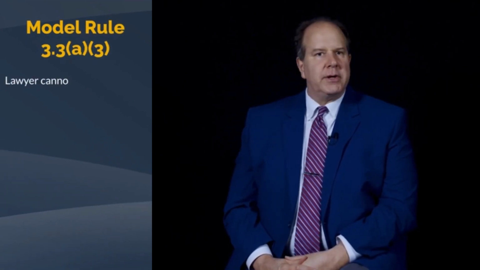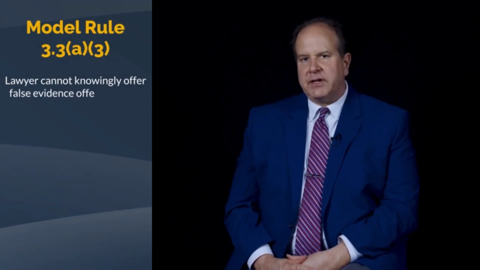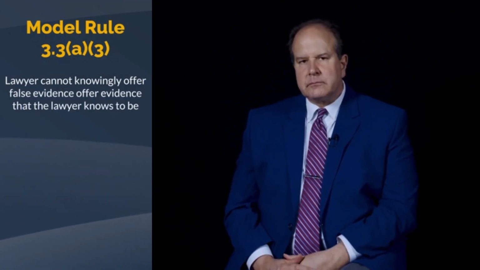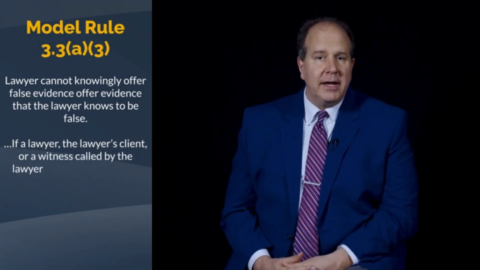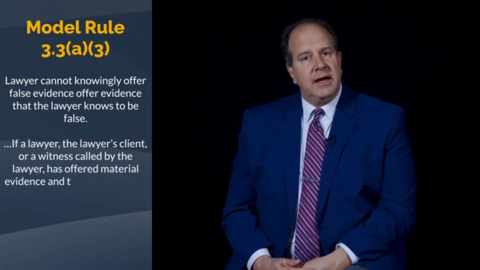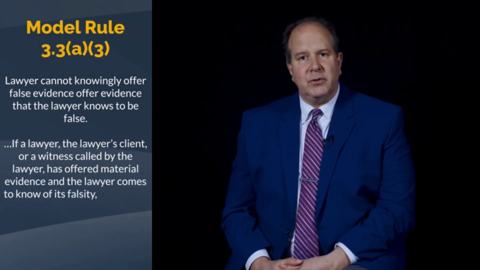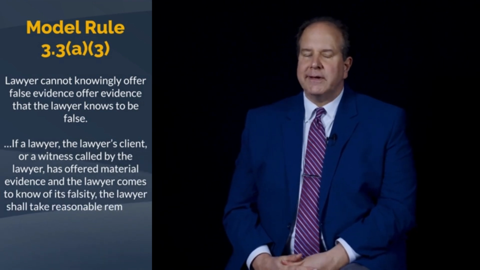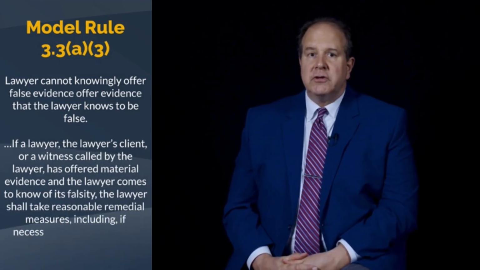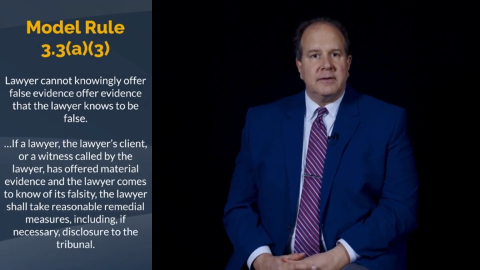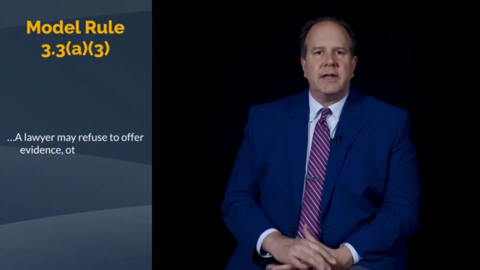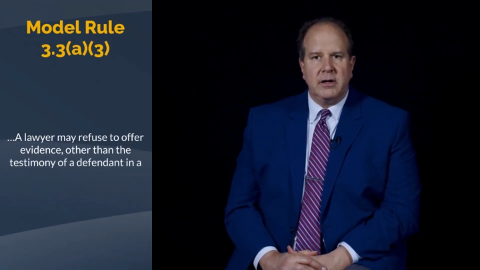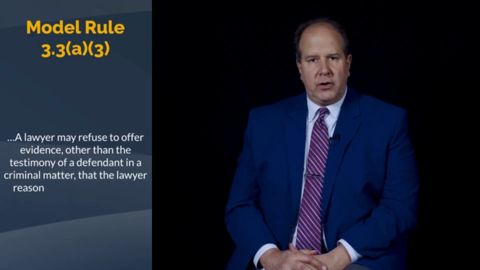Rule 3.3(a)(3) says that a lawyer cannot knowingly offer false evidence or evidence that the lawyer knows to be false. It says, if a lawyer or the lawyer's client or a witness called by the lawyer has offered material evidence and the lawyer comes to know of its falsity, the lawyer shall take reasonable remedial measures, including, if necessary, disclosure to the tribunal. Then it keeps going. A lawyer may refuse to offer evidence other than the testimony of a defendant in a criminal matter that the lawyer reasonably believes is false.